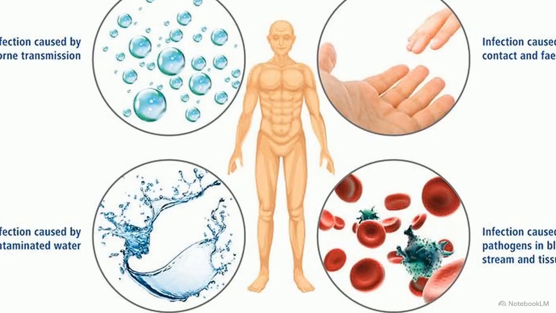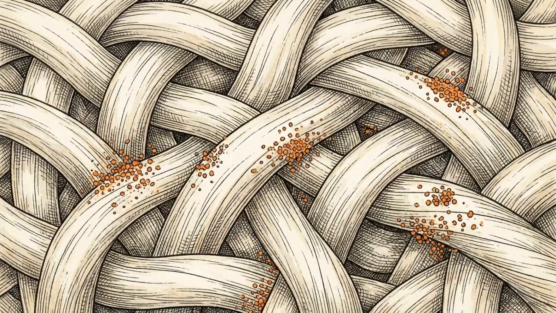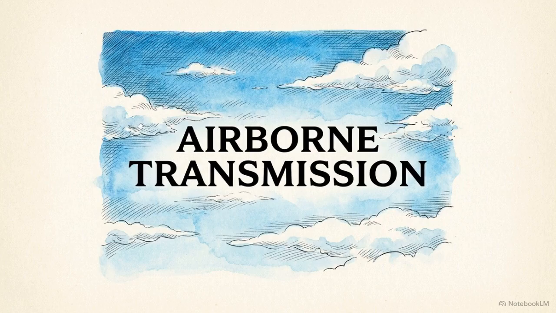This diagram outlines the 4 major physical routes these organisms take to reach our cells: airborne transmission, direct contact, contaminated water, and the bloodstream. Pathogens rely entirely on these specific modes of transmission to bridge the physical gap between their environment and our bodies. By categorizing these pathways, medical science can predict a pathogen's exact route and deploy physical barriers to block it. The most direct path into the body is through the air.